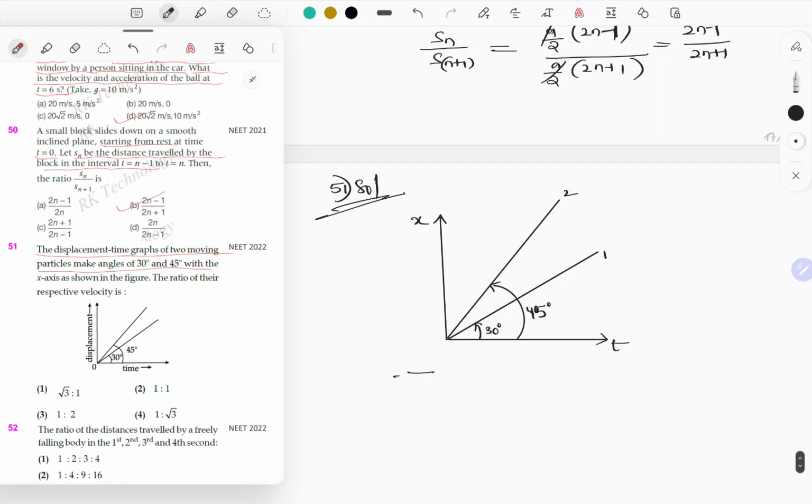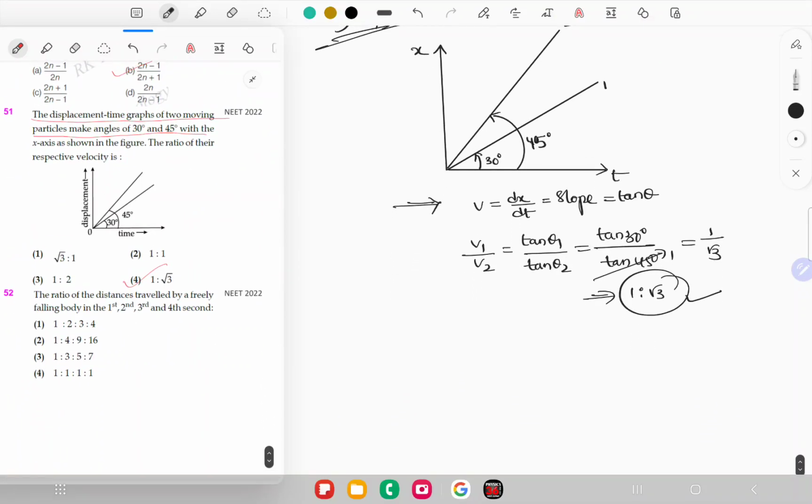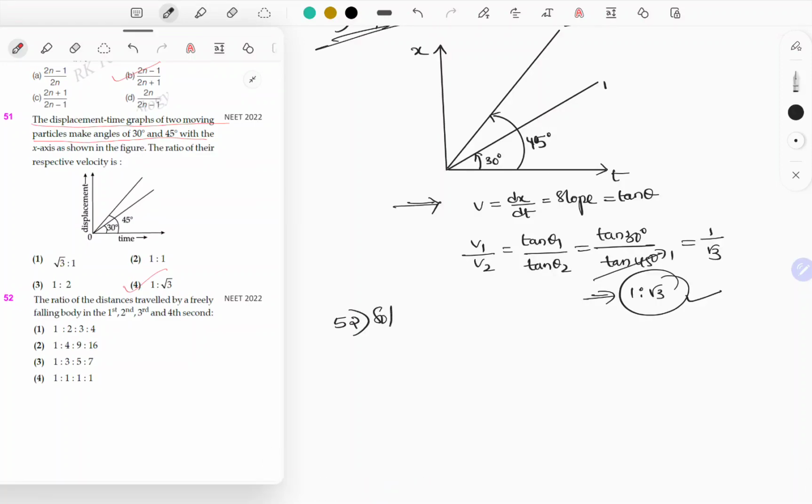The ratio of their respective velocities, they're asking ratios of velocity. Velocity is nothing but dx by dt. Dx by dt is nothing but slope. Slope is nothing but tan theta. When position versus time graph is given, finding velocity is nothing but finding slope of the given graph. So v1 by v2 is equal to tan theta 1 divided by tan theta 2, which is equal to tan 30 is the first angle divided by tan 45. So tan 45 is going to be 1, tan 30 is equal to 1 by root 3. So answer is going to be 1 is to root 3. So which option? Option 4. Very good.